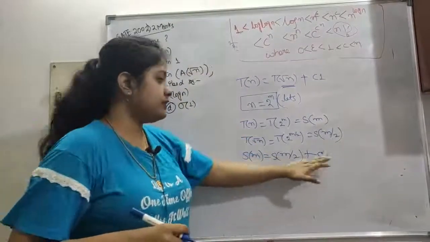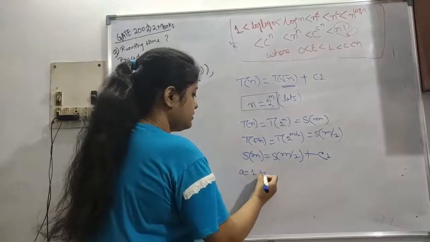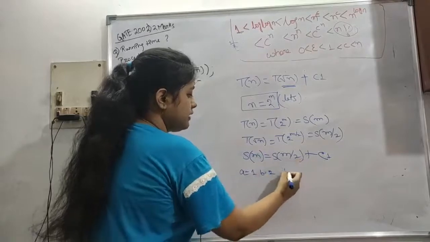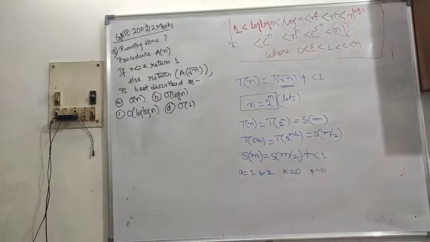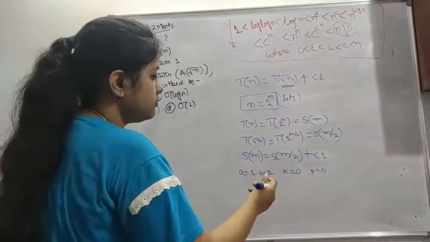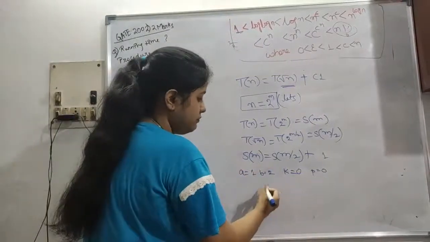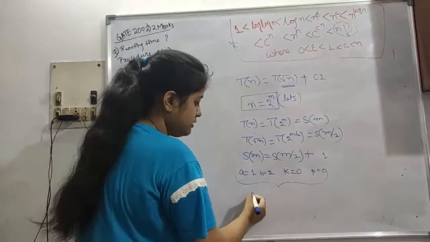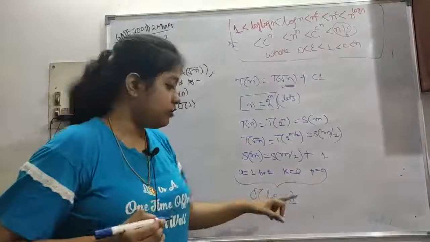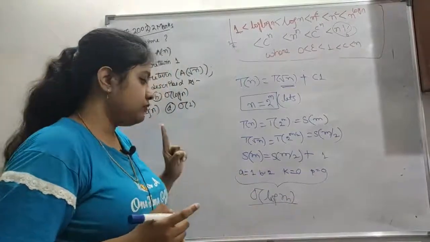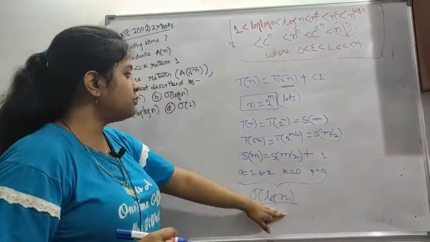So now you can see this is in Master's theorem form. Here a is 1, b is 2, and k is equal to 0. So you can see that this is 1. Now in Master's theorem, it comes out as order of log of m. Not n, log of m. Here you can make a mistake. It is basically m, not n. So now we have to put m.